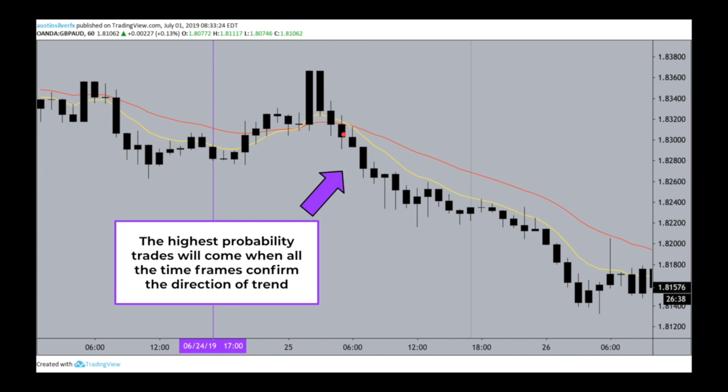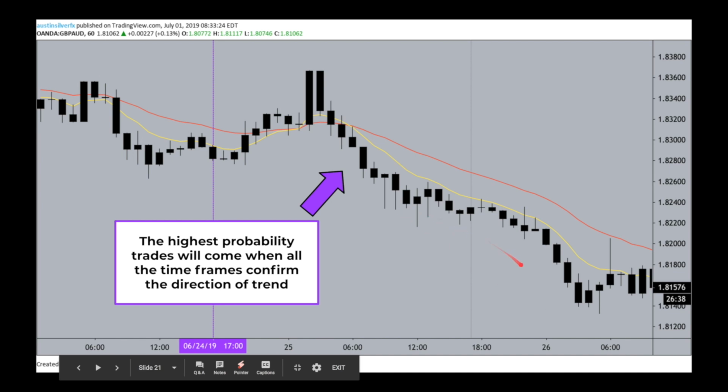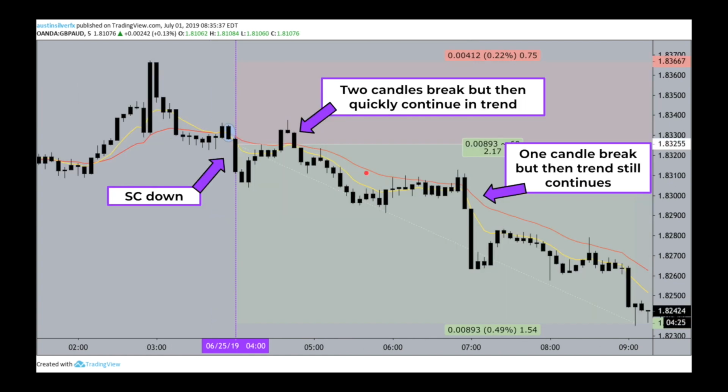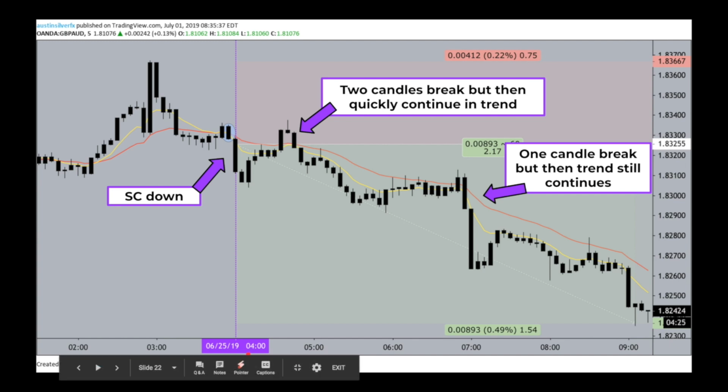Here at about 6 a.m., we ended up shifting back down after a brief pullback, but as you can see, that one fake-out bar just retested the previous zone before it moved back down into that overall trend. Like I said in the notes here, the highest probability trades are going to come when all time frames confirm the direction. So we now had the daily, the 4-hour, and here the 1 hour telling us that we should be short biased. So if we take it to the 5-minute, here early in the morning on the 25th at about 4 a.m., you can see we get our first downshift.